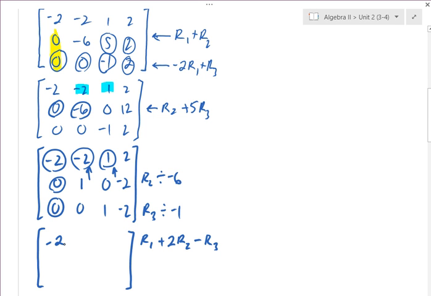Is -2. So the zeros aren't going to change that. Okay? What is -2 plus 2 minus 0? 0, which is what we wanted. Okay? What is 1 plus 2 times 0 minus 1?